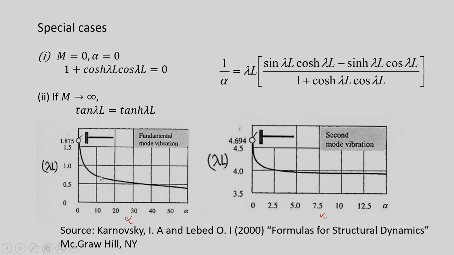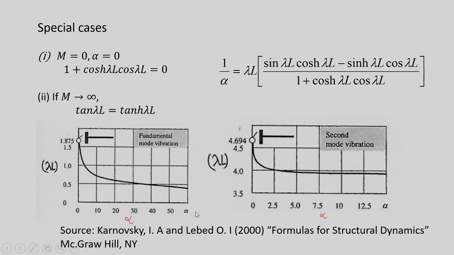However, you will see the decrease of natural frequency is fast here, but here the decrease of natural frequency is not so fast. And you will see that the second natural frequency does not decrease so much with the increase of mass at the free end when alpha is very high. So that suggests the first natural frequency is highly affected by the concentrated mass, and the graph suggests that it has a decreasing trend with the increase of concentrated mass.